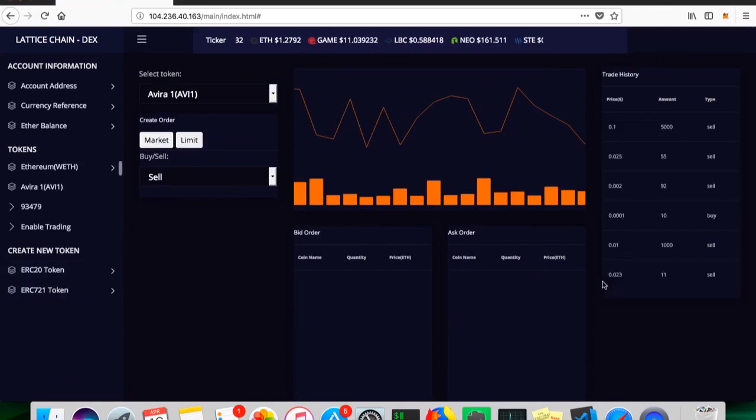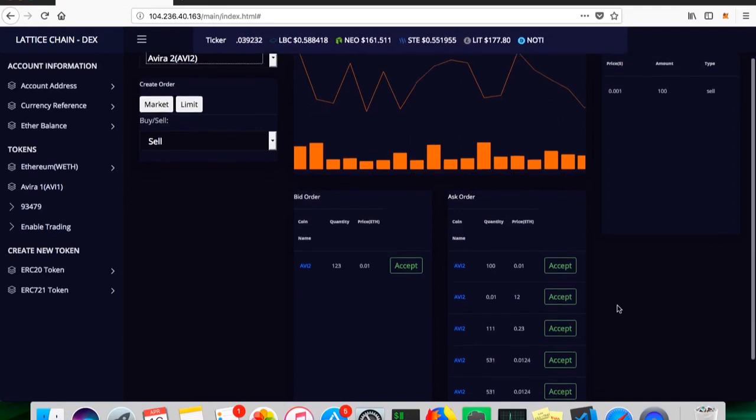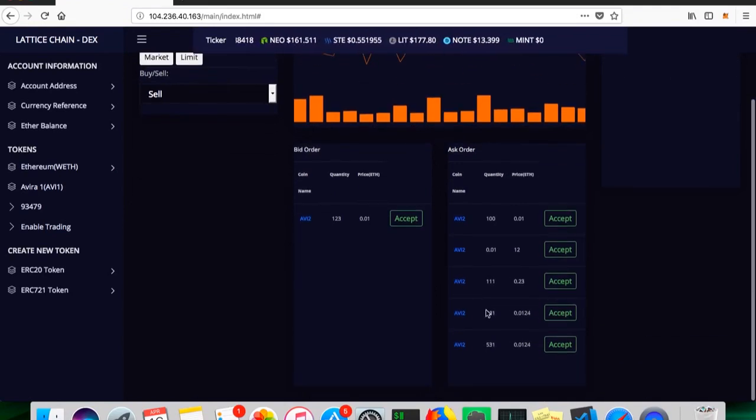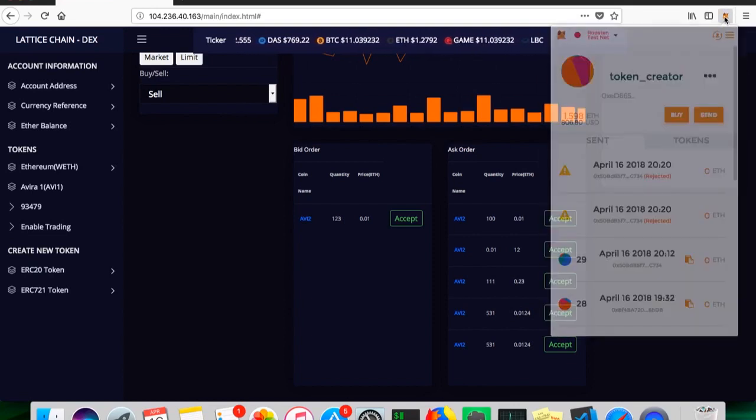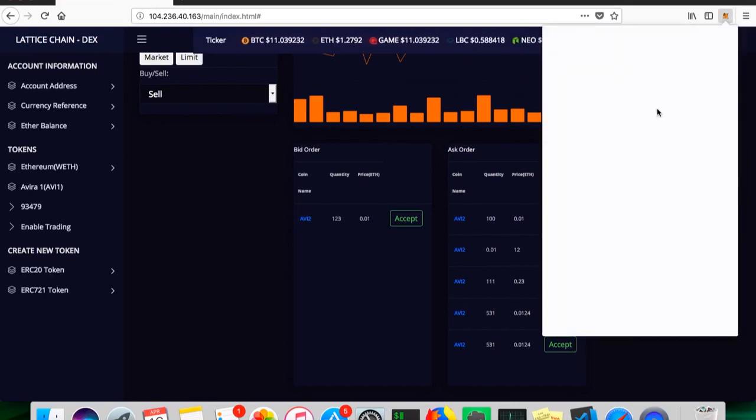Yes, and beauty happens in front of our eyes, and we can see that there is this order. Just a second, let me refresh the page once. I think, yeah, Avira 2 is the coin that we had listed, and as we can see here that 531 tokens with 0.0124 as the ask price has been listed, and this particular order is now on the exchange. So any new customer who wants to come in and trade can do that seamlessly. So let's move to another user in this journey and see how this token is traded.